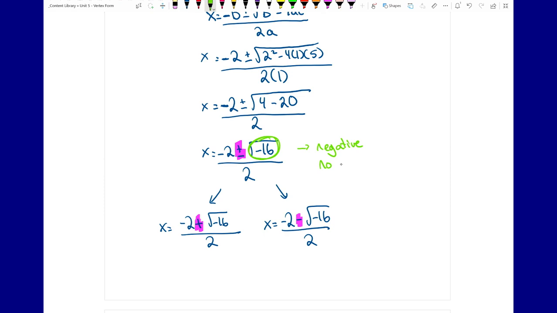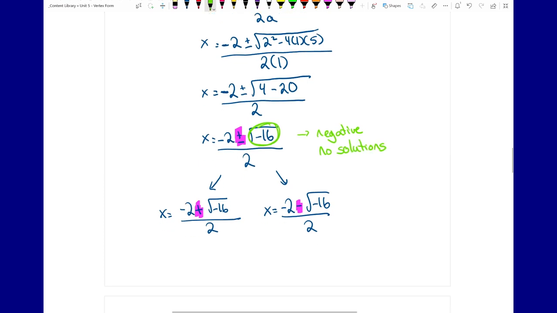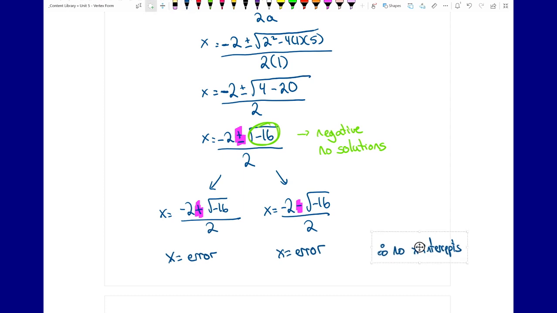So there are no solutions. There is no solution. So if we had a negative under there, we get no solutions. That means if we tried to type this on a calculator, you would get x equals error for both of them. So therefore, there are no x-intercepts. No x-intercepts or no roots. There are no solutions to this quadratic. It doesn't mean it doesn't exist. It just means it doesn't touch the x-axis.